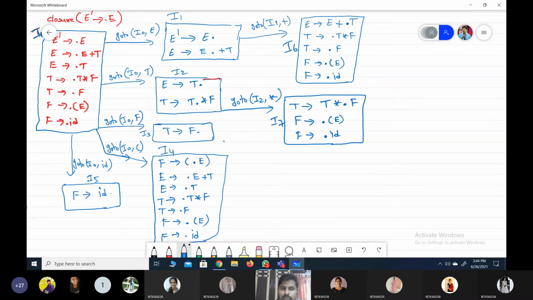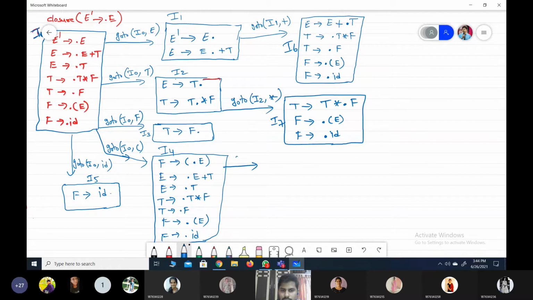Is there any possibility of applicable symbols on I3? No, sir. Already the dot has moved to the extreme right, so the goal state is reached. So I3 does not need to be cross-checked. Already it has ended. Now you have to cross-check I4.